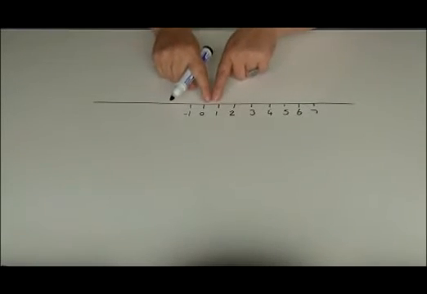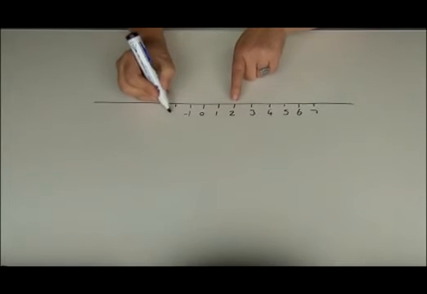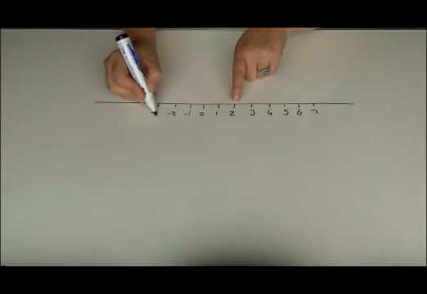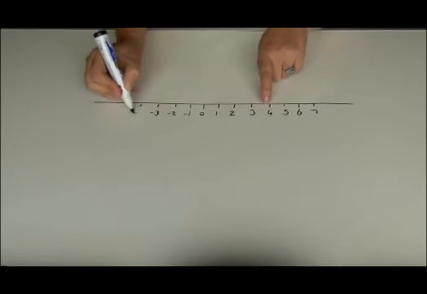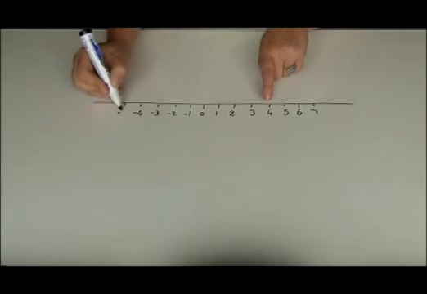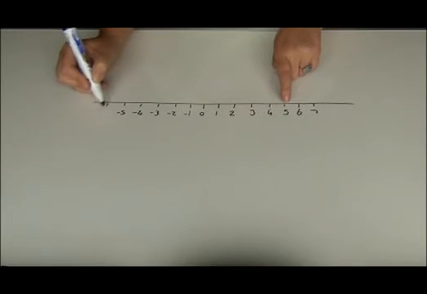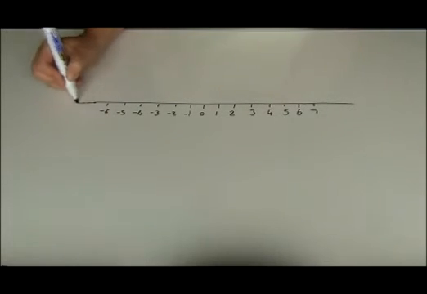So next to the 0 is a -1. Just the same as 1 is this side. It's like a mirror. And then I have a -2. And then a -3. And then a -4. And then a -5. And then a -6. And a -7. And they just keep going on.